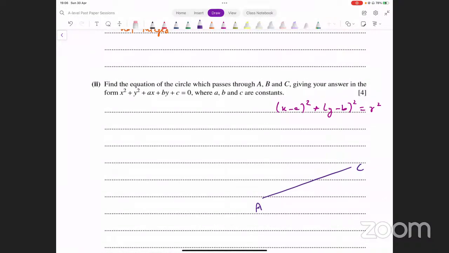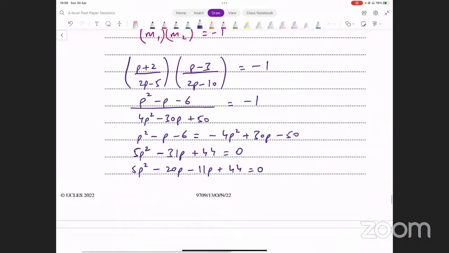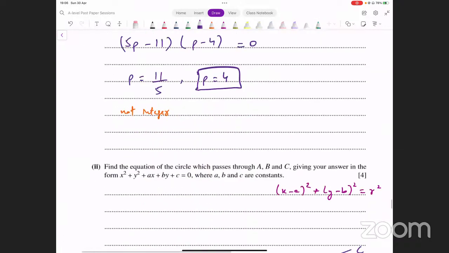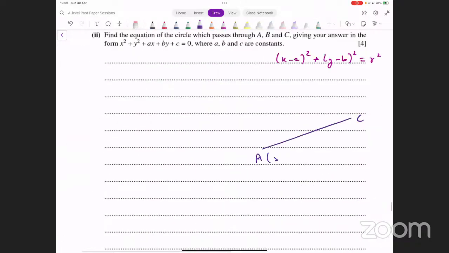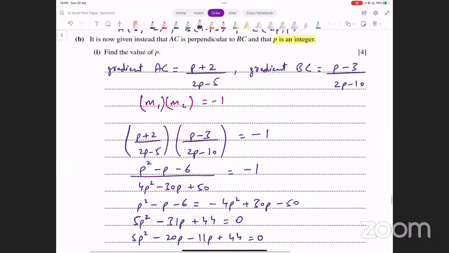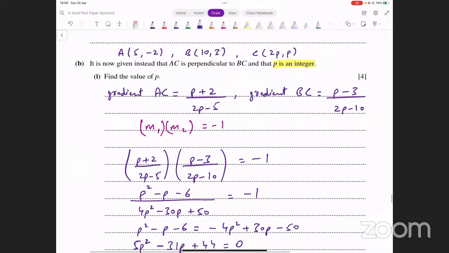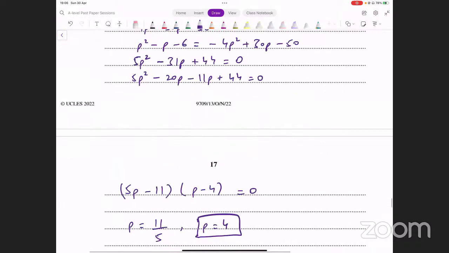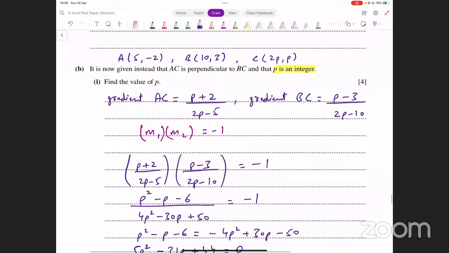ठीक है, अब ये देखते हैं. A के कोऑर्डिनेट्स लिख लेते हैं पहले. A के कोऑर्डिनेट्स क्या हैं? हम लिख लेते हैं यहाँ पे 5 and -2. A is 5 and -2, B was 10 and 3 I think. And C is 2p and p. P की वैल्यू हमें पता है. P की वैल्यू is 4. तो ये क्या हो जाएगा?